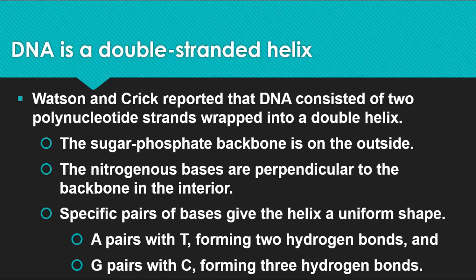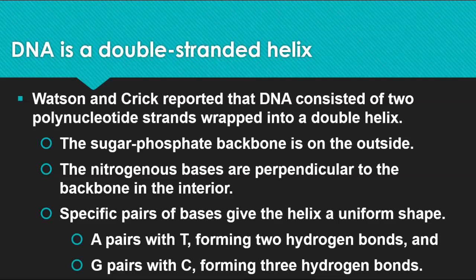And then using Chargaff's information about the comparative amounts of the bases, they figured out that it was a polynucleotide strand that wrapped up or twisted up into a double helix with the sugar phosphate backbone on the outside and the nitrogen bases perpendicular to the backbone in this interior. Because the bases are arranged the way they are, that gives the helix a uniform shape.